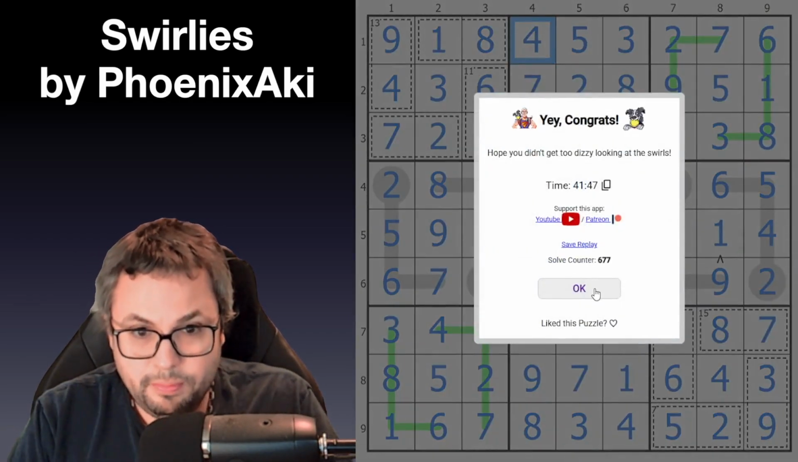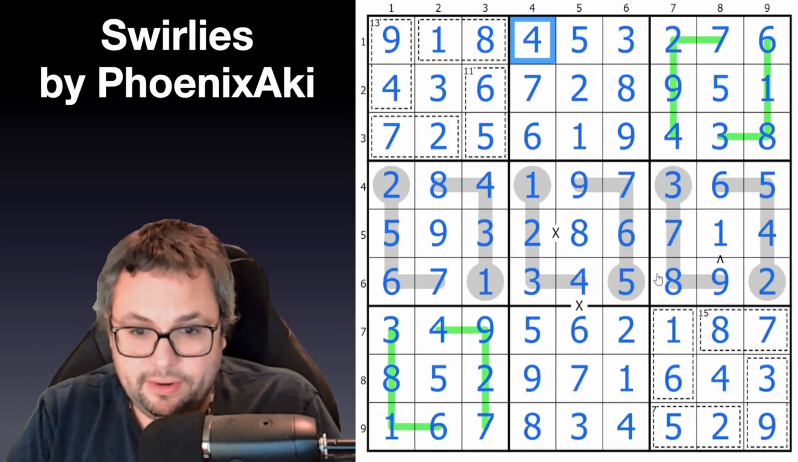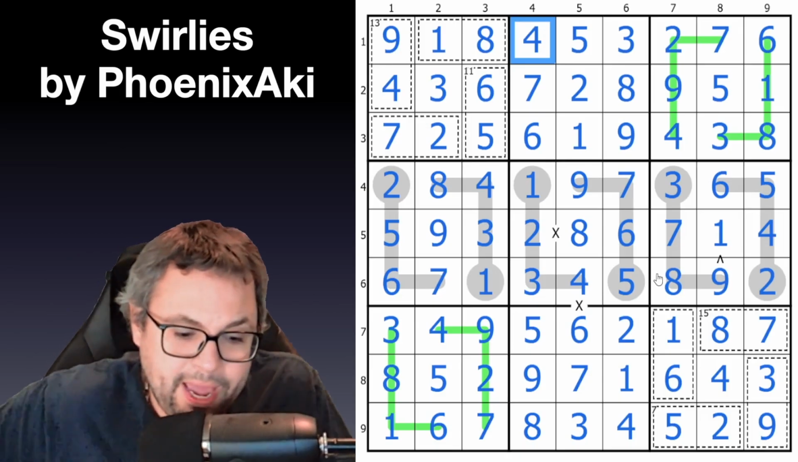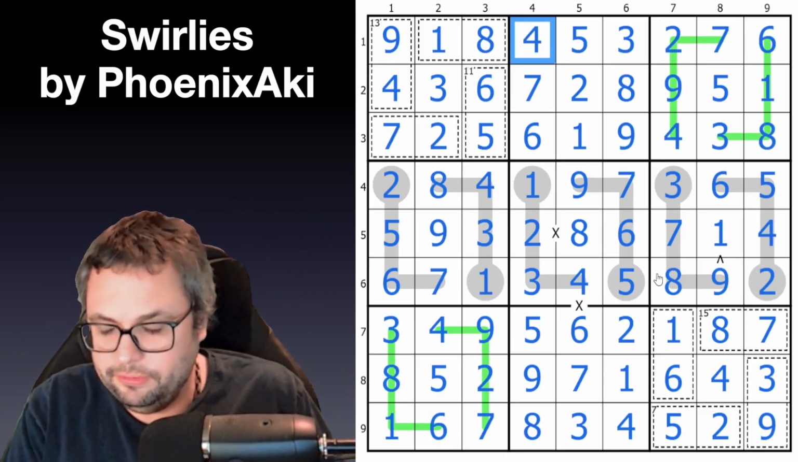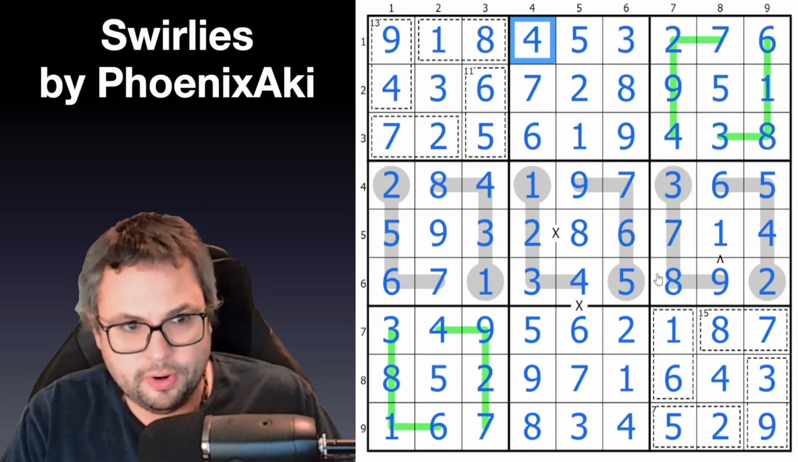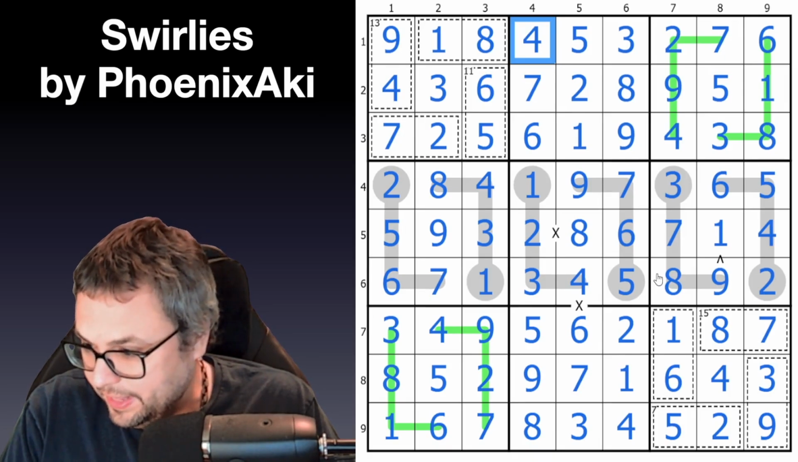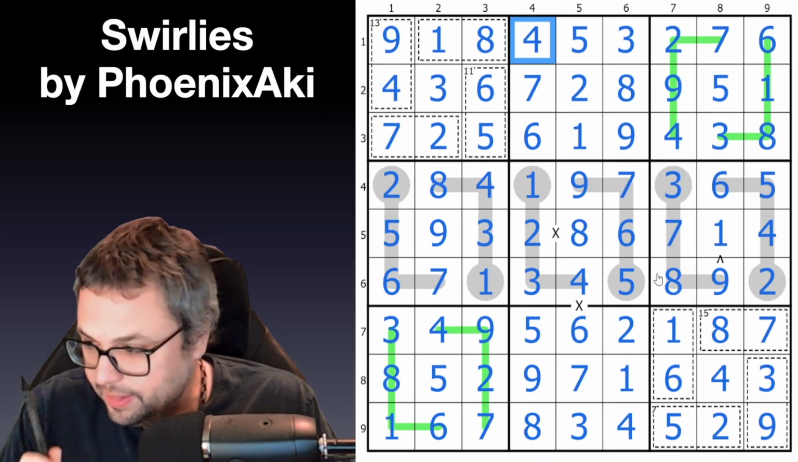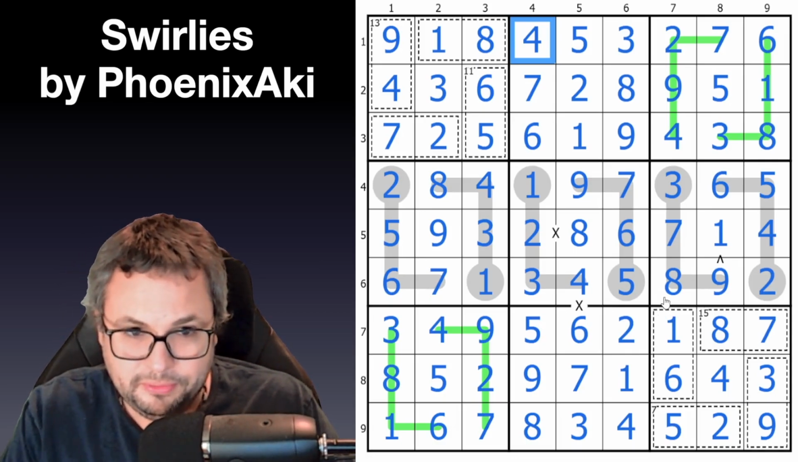Woohoo! Hope you didn't get too dizzy looking at the swirlies. That was intense for a 1-star puzzle. So I suspect that I missed some elementary thing by resisting pencil marking stuff or something. I'm not quite sure. I look forward to the comments, because I suspect the comments will tell me the thing that I missed.